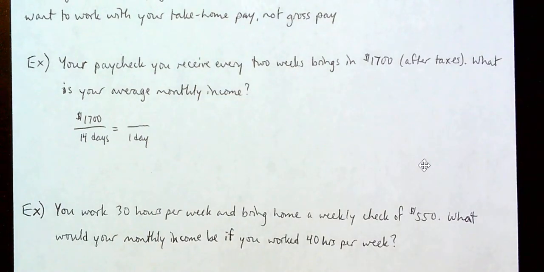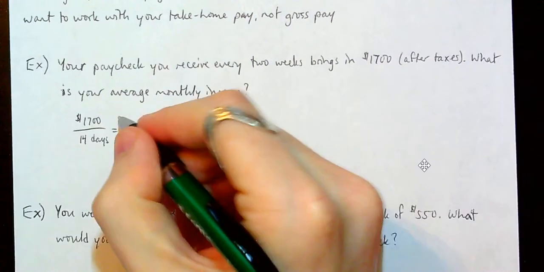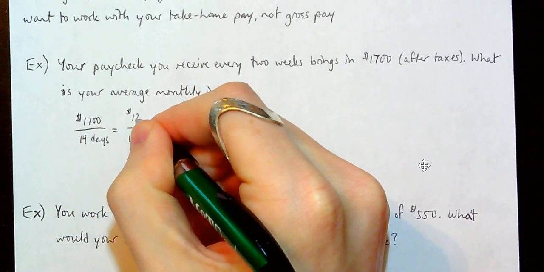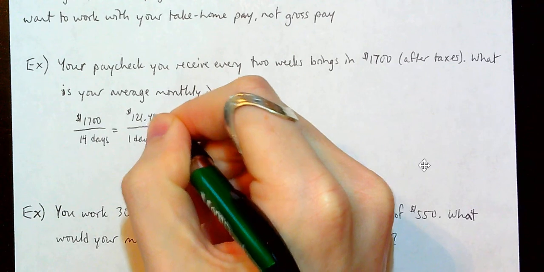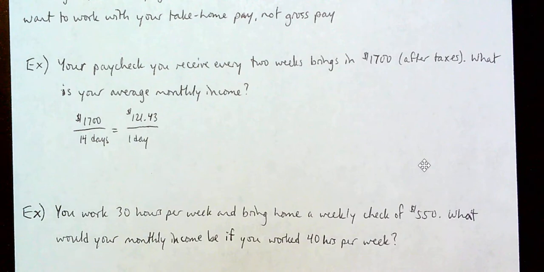If you go into your calculator, this is not the nicest calculation. If you do 1,700 divided by 14, and this is all in terms of dollars here, so we're going to round to 2 decimal places, it comes out to be $121.43 per day. So that is the average of how much I make every day during the month.